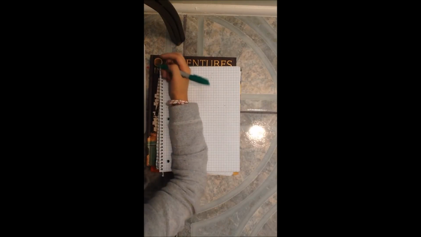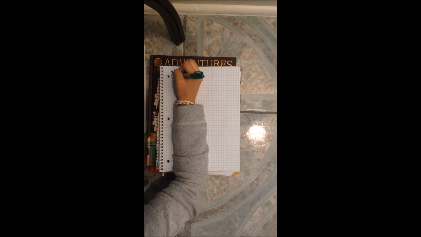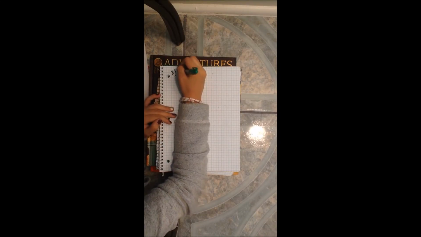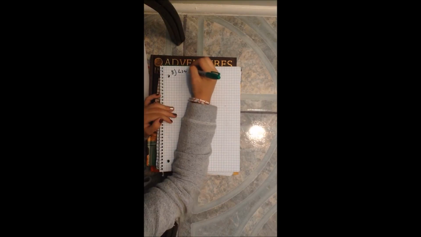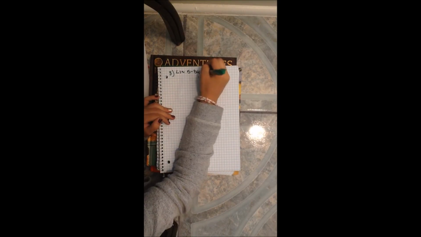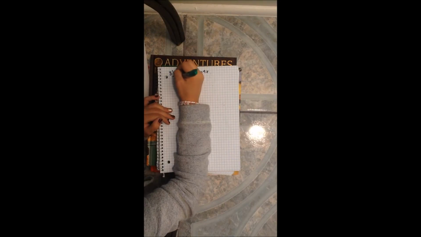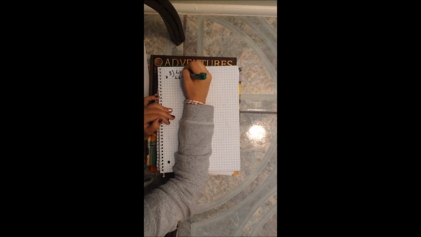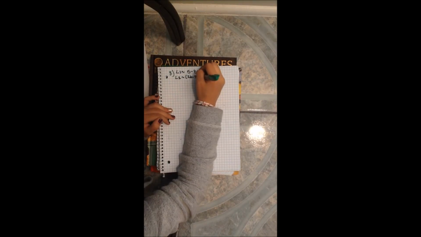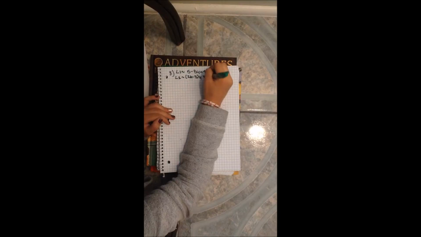Now number 8 says if L1 is 5 minus 3y equals 4x, and line 2 is (2k minus 3) times y plus 3x equals 1.